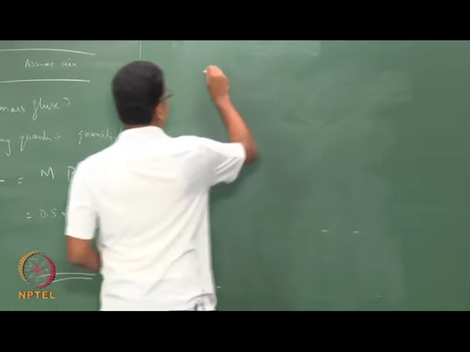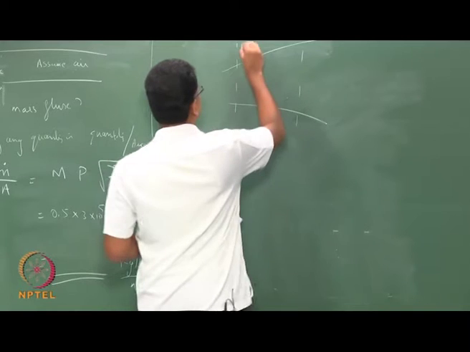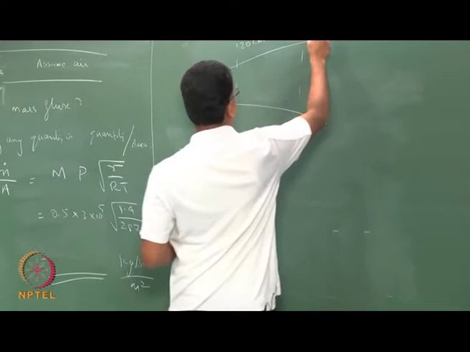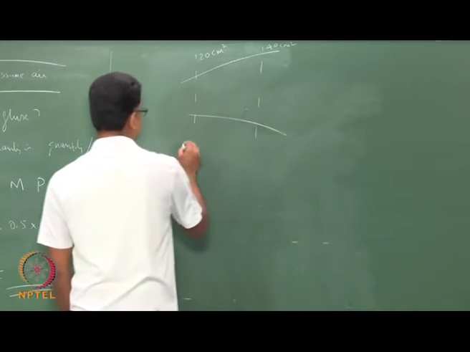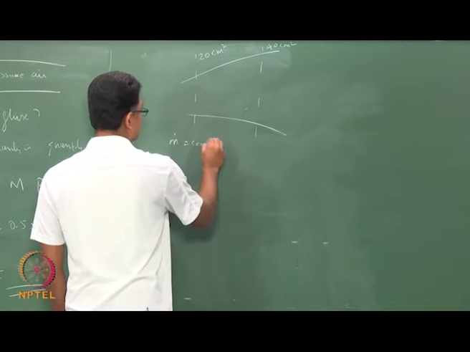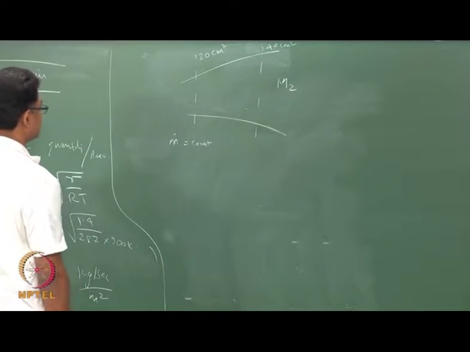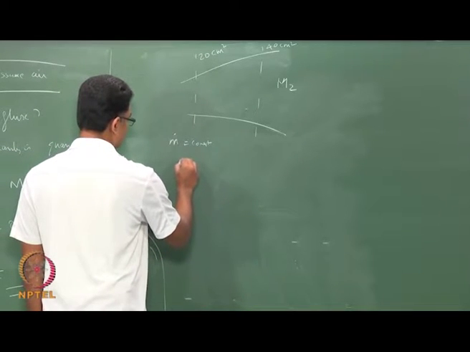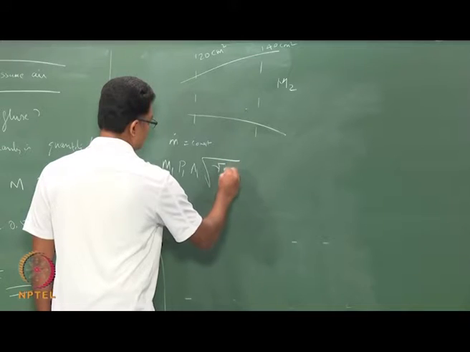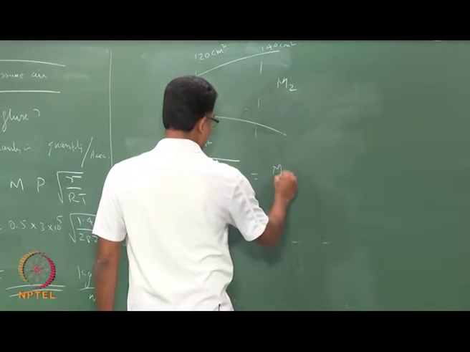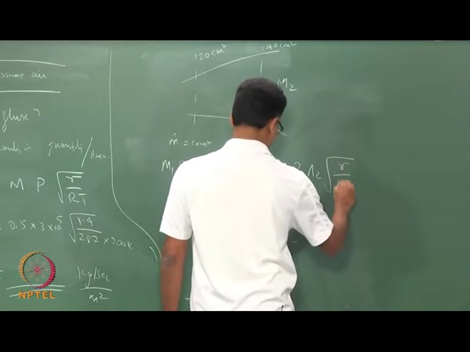Now, the same question, if I have a different area. So, my area at section 1 is 20 centimeter square, and section 2 is 40 centimeter square. So, I have m dot equals constant. The question may be to find your Mach number at section 2. So, you could relate M1 P1 A1 into root of gamma by R T1 equals M2 P2 A2 multiplied by root of gamma by R T2.